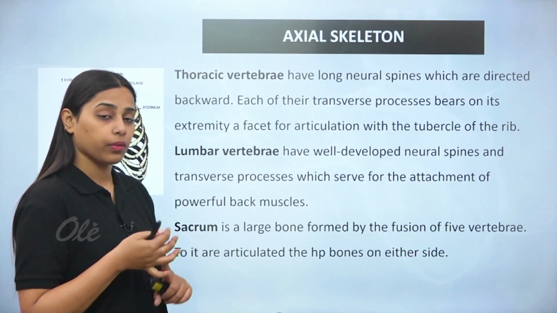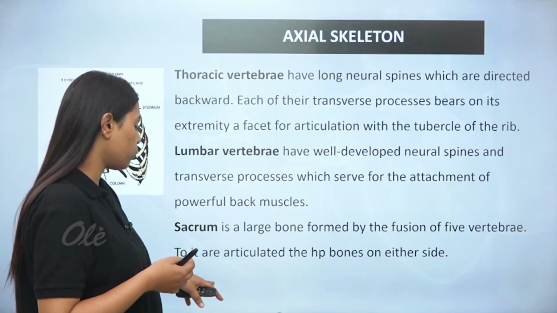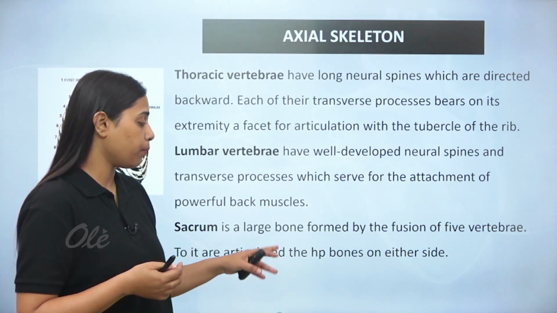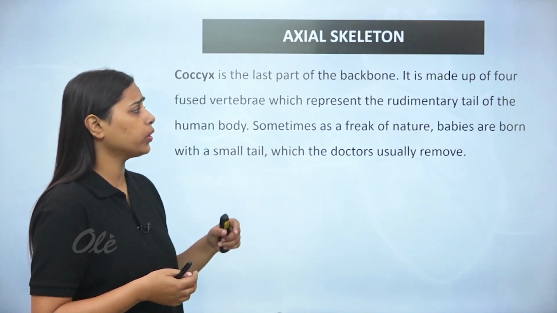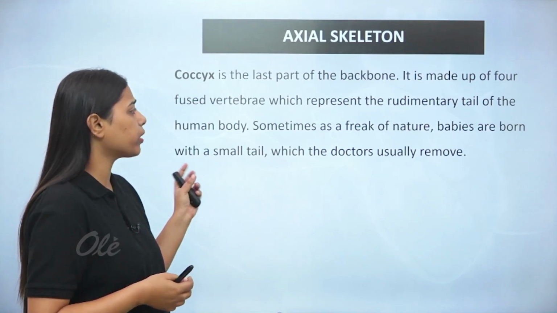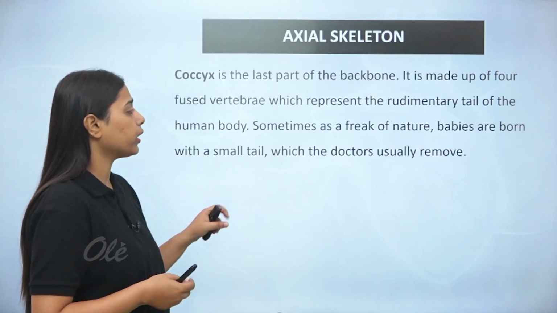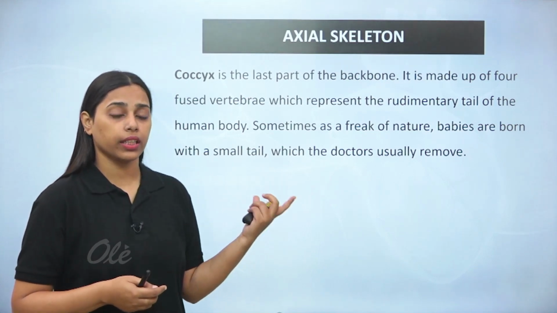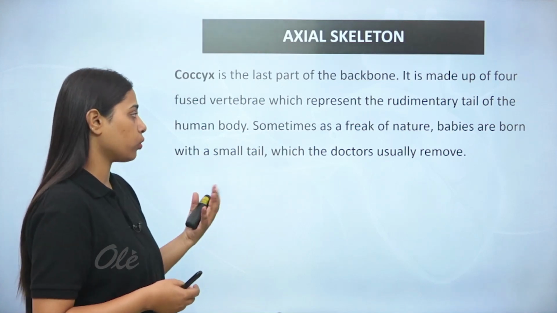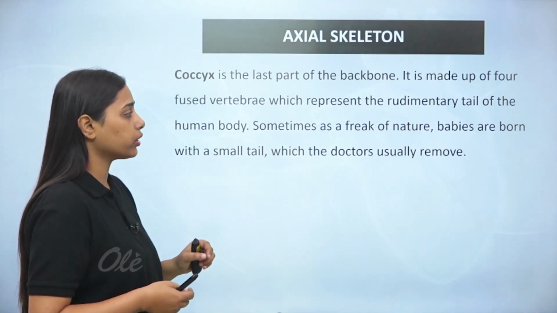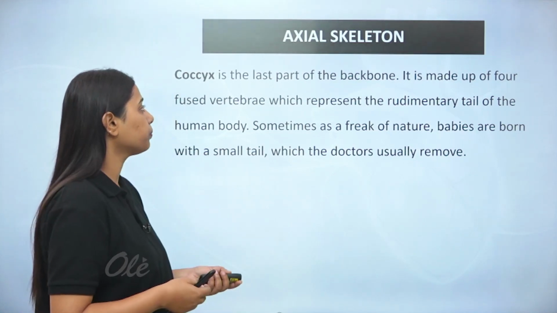Then there is the sacrum, which is one large bone formed by the fusion of 5 vertebrae. To it are articulated the hip bones on either side. Coccyx is the last part of the backbone, which is made up of 4 fused vertebrae, which represents the rudimentary tail of the human body. Sometimes infants are born with this tail and then it degenerates as the body grows. Sometimes as a freak of nature, babies are born with a small tail which the doctors usually remove.